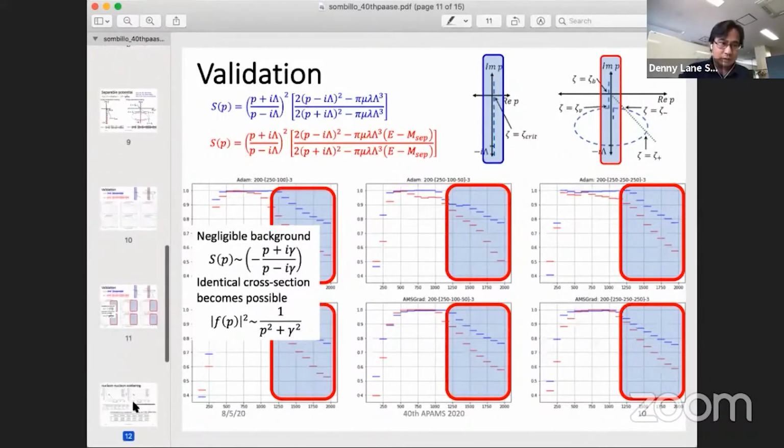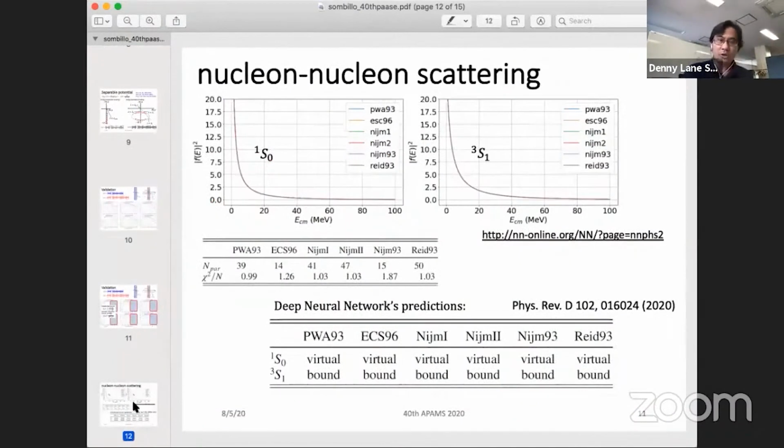Okay, now let us apply this to our nucleon-nucleon scattering data. I fed these two cross sections to our neural network, and the neural network was able to give the correct nature of poles for all of the models that were used to fit the data.